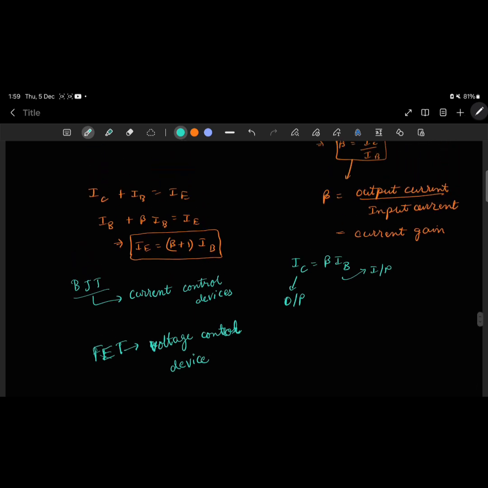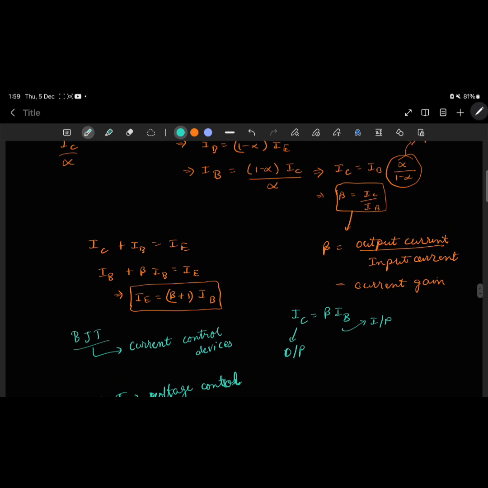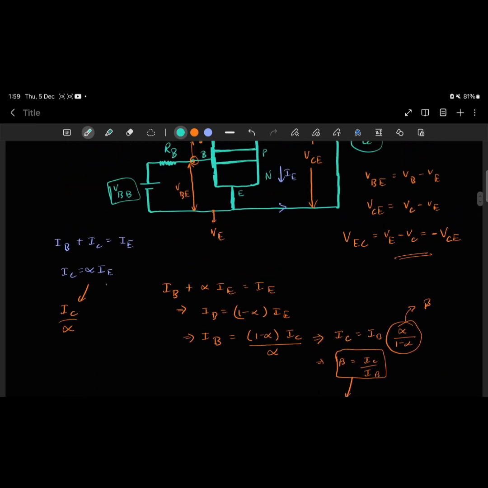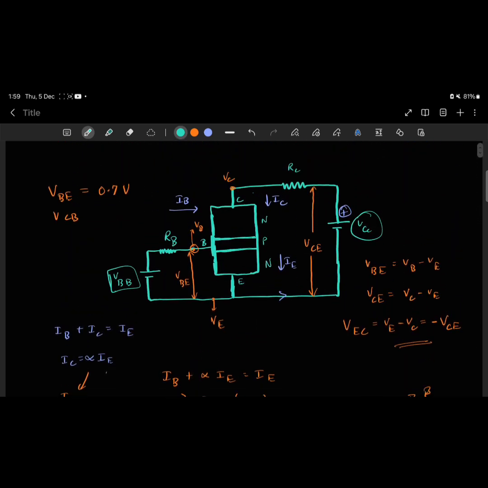Now, up until this point, we haven't considered the current due to minority charge carriers in the collector region. So let's talk about that. If we remove or break this emitter connection from here, then the current that flows through the transistor is only due to the minority charge carriers. This current is called ICO. It is similar to the reverse saturation current in PN junction diodes.